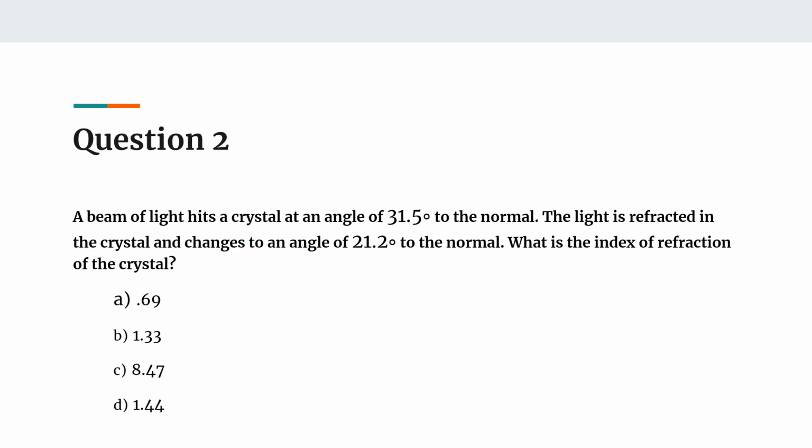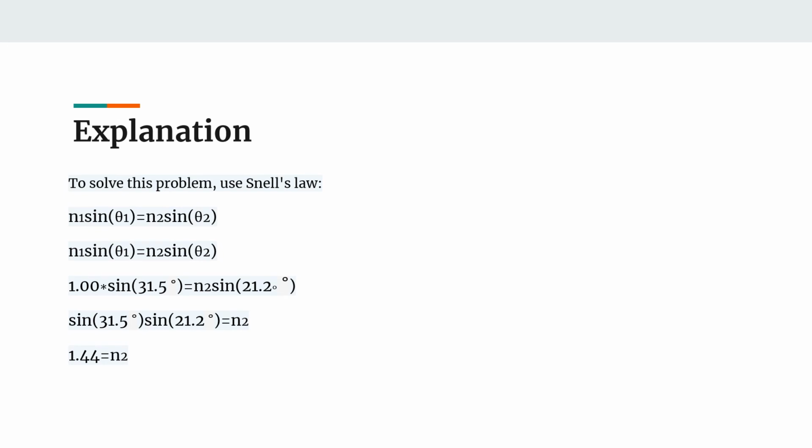Here is another question for your practice. A beam of light hits a crystal at an angle of 31.5 degrees to the normal. The light is refracted in the crystal and changes to an angle of 21.2 degrees to the normal. What is the index of refraction of the crystal? For your convenience, we have shown the explanation here as well. And finally, you can see that by using Snell's law, you will be able to calculate the refractive index for the medium.